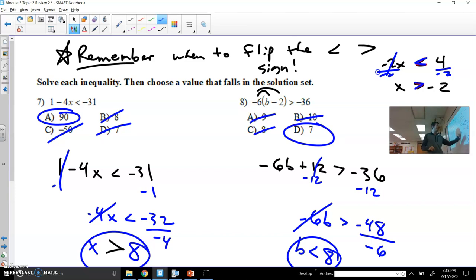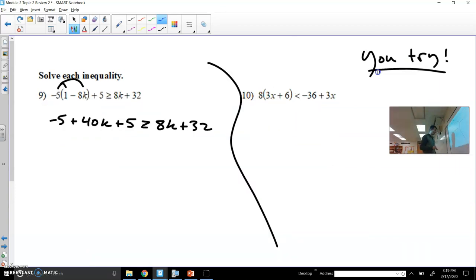If you were to plug in 8 here, it's going to give you exactly negative 36, and we don't have that permission for it to be "or equal," so it has to be strictly less than that solution. So let's do one that's kind of a longer inequality.